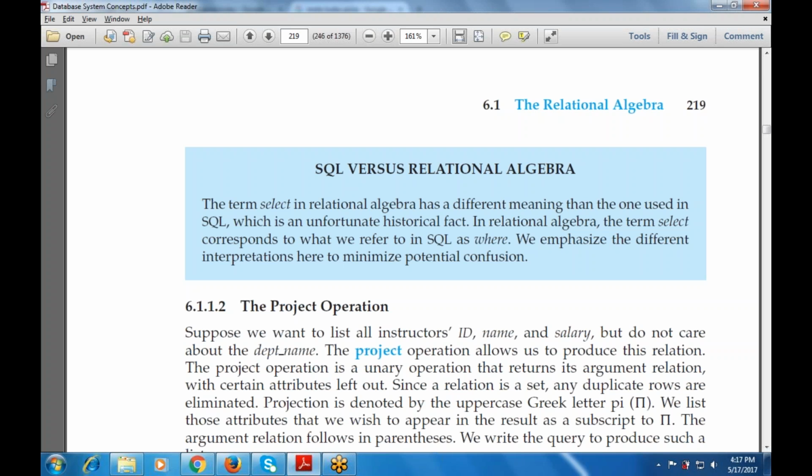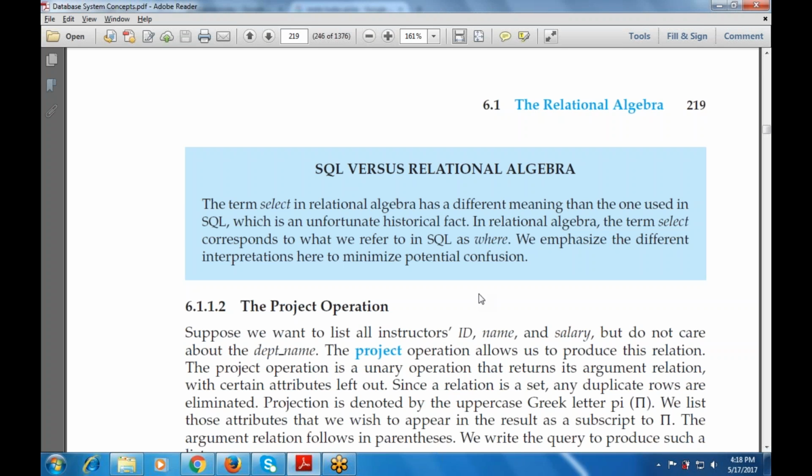Now we are done with select. In this, we have to choose the tuples. Now next is the project. Suppose we want to list all the instructors. So this produces the relation, but we do not care about the department name. We only care about the ID, name, and the salary. So in project, we are specifying the columns, but in select, we are specifying the condition that gives the output as tuples. So select works on the tuples and the project works on the columns.